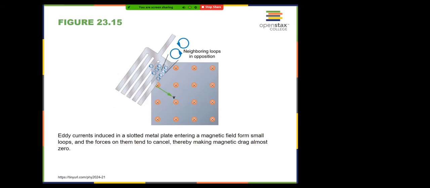If you have openings like that, many small eddy currents will be produced, and from this one to that one they will cancel out each other. So the net effect is much smaller.